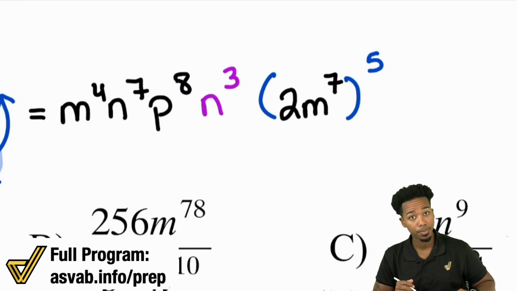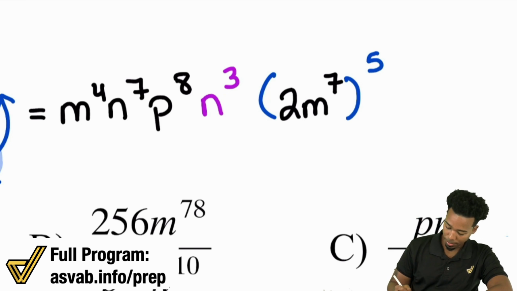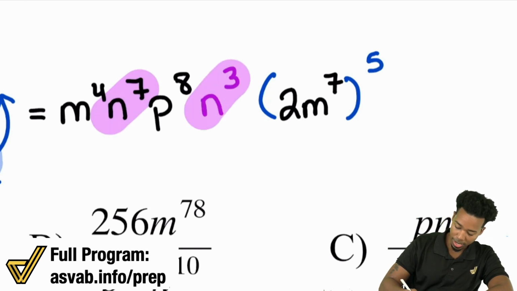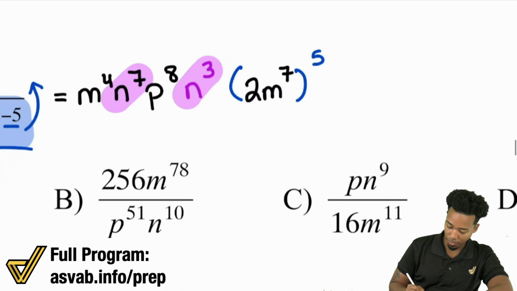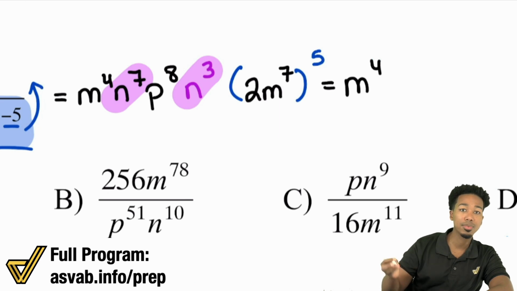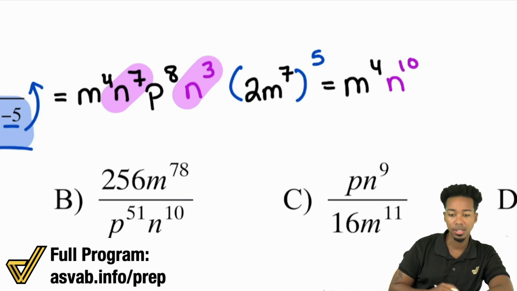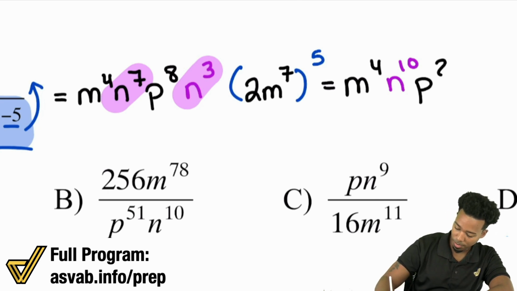What can we do? Well, first of all, what I would like to do is go ahead and first combine this right here. We have n cubed and n to the power of 7. So I'm going to do myself that favor there, rewrite this m to the power of 4, but then n to the power of 7 times n to the power of 3, add those exponents to get n to the power of 10. Then from there, we still have that p to the power of 8.